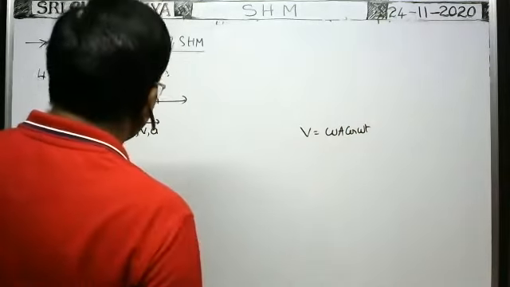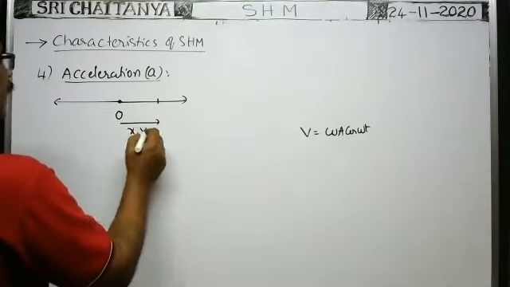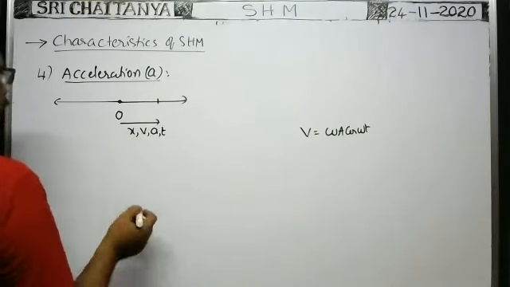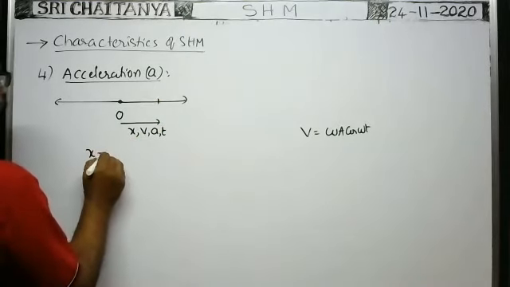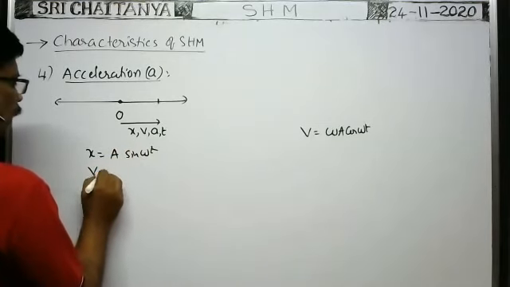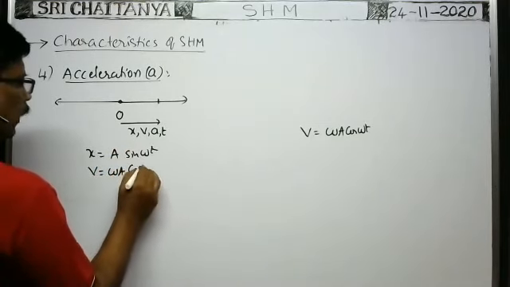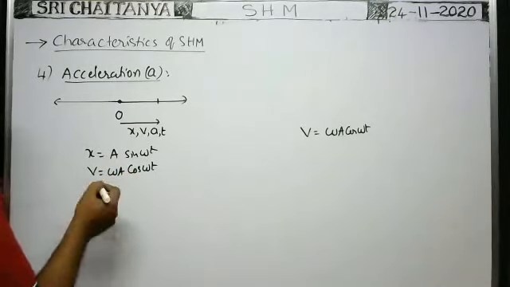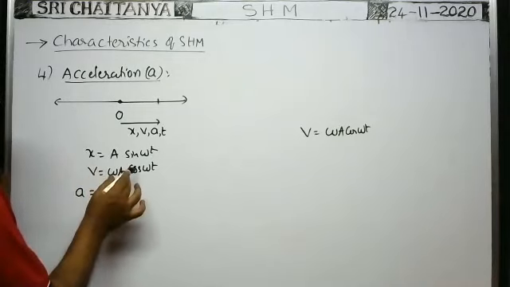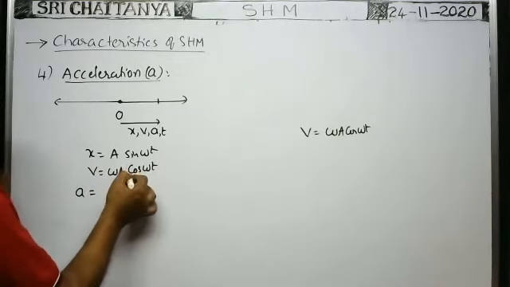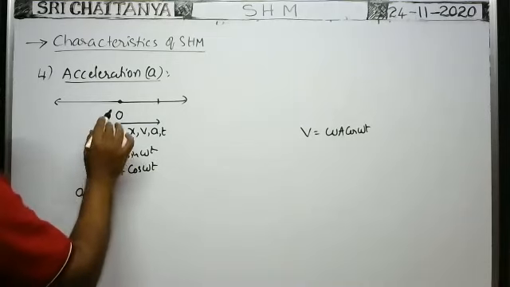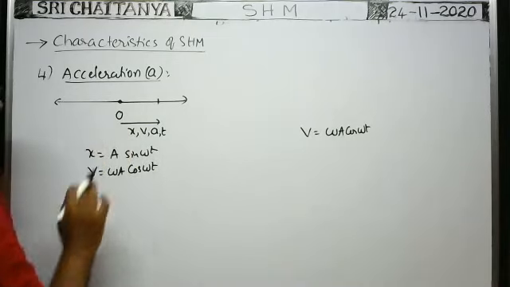Next, after t seconds, whenever the particle reaches the point here, what is the acceleration? Already we know x is equal to a sine omega t. From that, v is equal to omega a into cos omega t. Velocity is not constant. When time changes, as the cosine function changes, velocity also changes. Omega and a are constant.